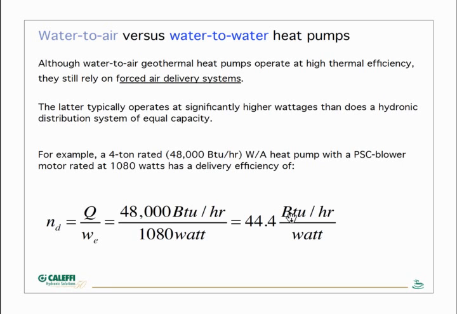or the blowers. So I took a case of a nominal 4-ton rated water-to-air heat pump and actually looked up some manufacturer's information, and that heat pump, the standard heat pump with the PSC blower, permanent split capacitor motor in the blower, requires a little over 1,000 watts to operate that blower. So if we're delivering 48,000 BTUs per hour on about 1,000 watts, we get this index for distribution efficiency. About 44 BTUs per hour are being delivered per watt of input to the distribution system. Now, again, this is the forced air distribution system.